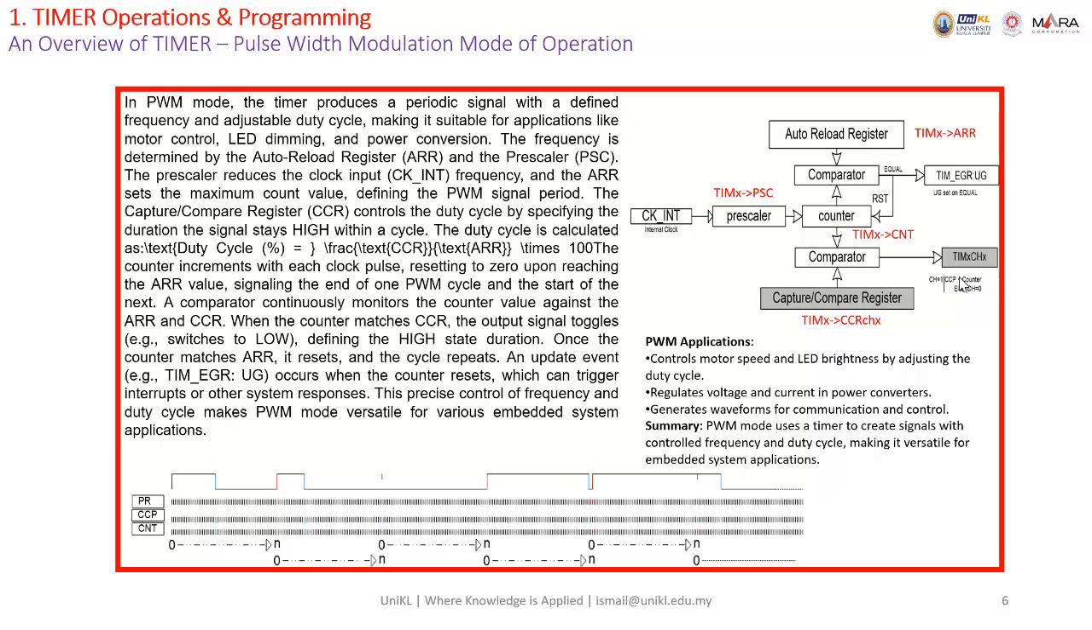So again, the auto reload register holds the period, and the CCR holds the duty cycle. Whenever the count equals the auto reload register, as previously, the counter will be reset to 0, and then the whole process restarts.